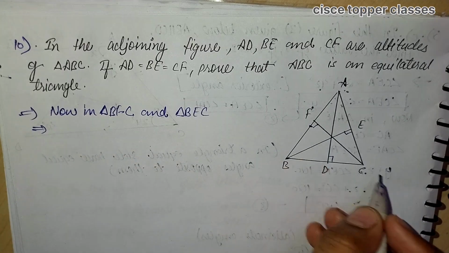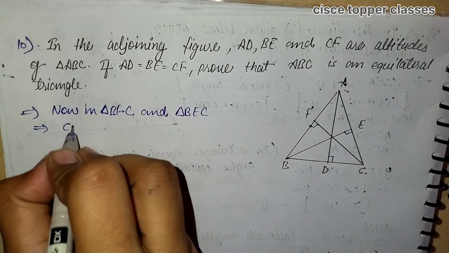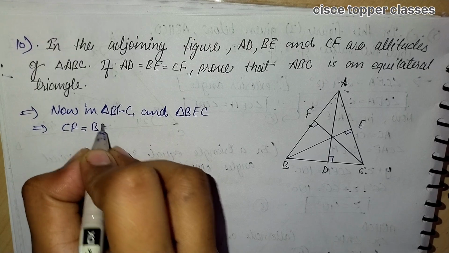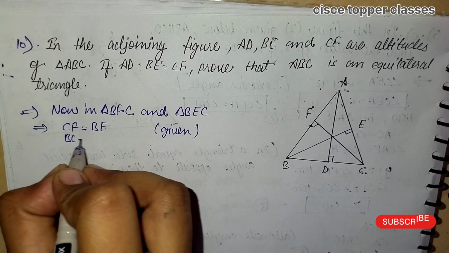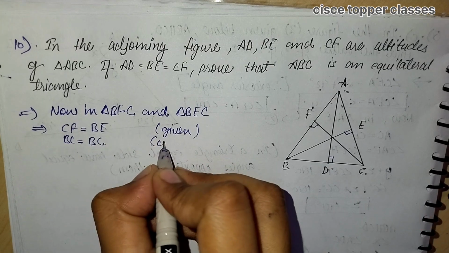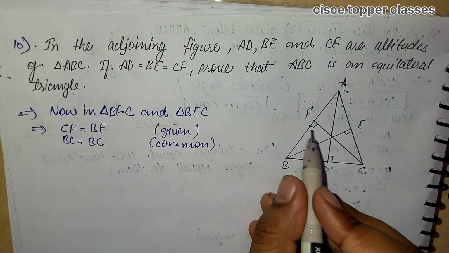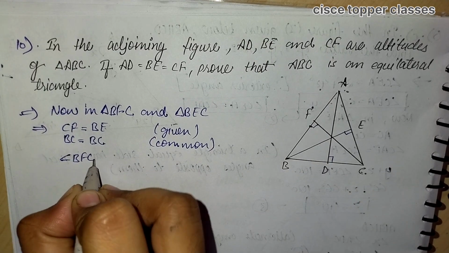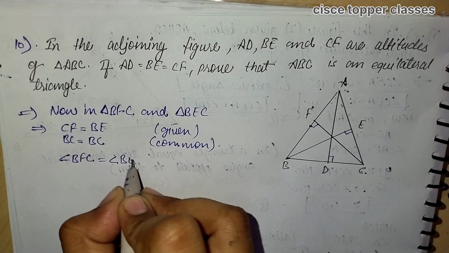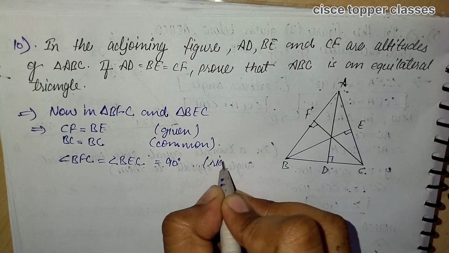So we have here CF is equal to BE as given here. CF is equal to BE. This part is given and BC is common here. BC is common and we have a right angle here. So this is the right angle, which means angle BFC is equal to angle BEC, which is equal to 90 degrees from right angle.